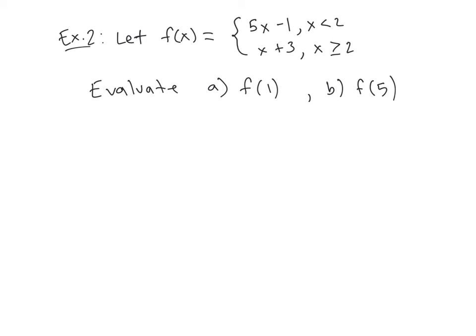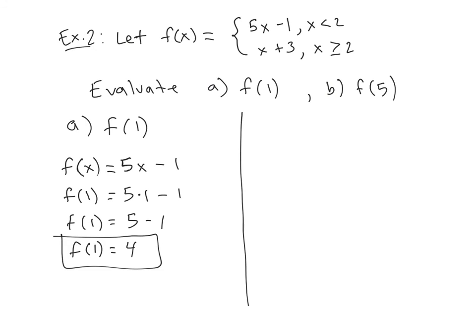We're going to let f of x equal 5x minus 1 when x is less than 2 and x plus 3 when x is greater than or equal to 2. So we're going to evaluate this for both f of 1, so when x is 1, and f of 5, so when x is 5. Let's start out with part A, which is f of 1. Go ahead and evaluate that function for f of 1. So when x equals 1, find f of x and enter your answer when you're ready.